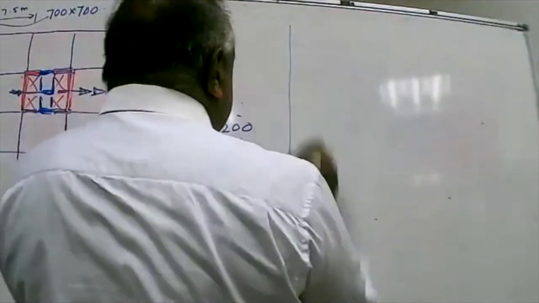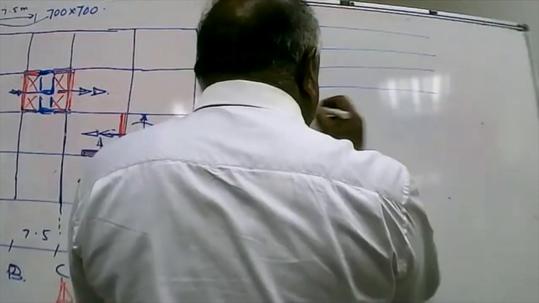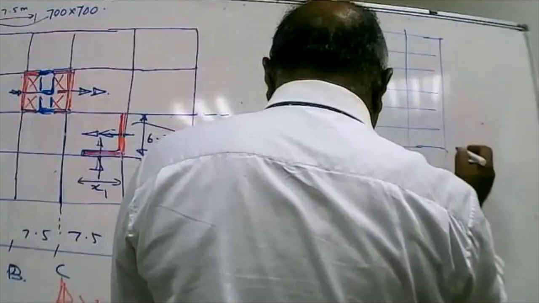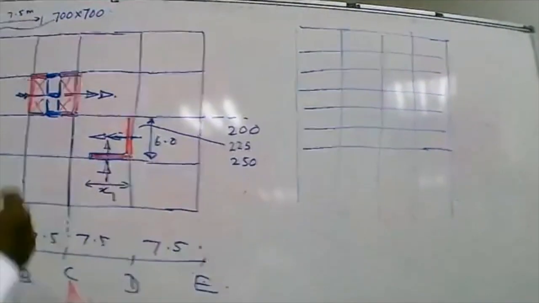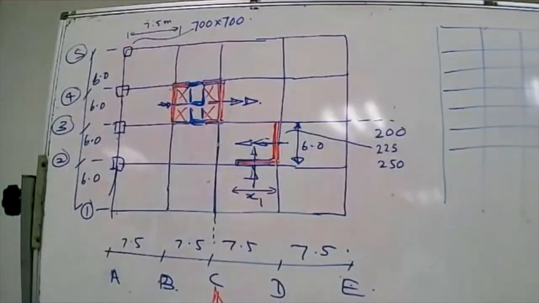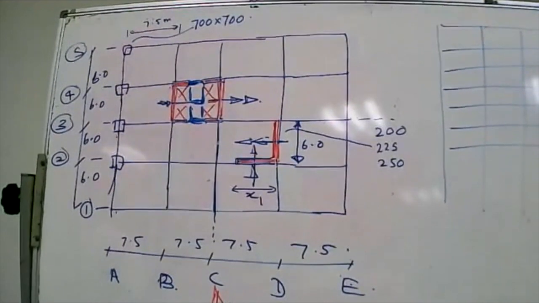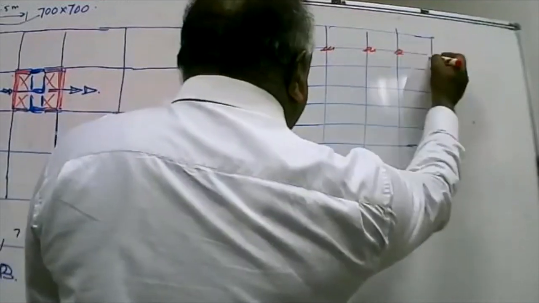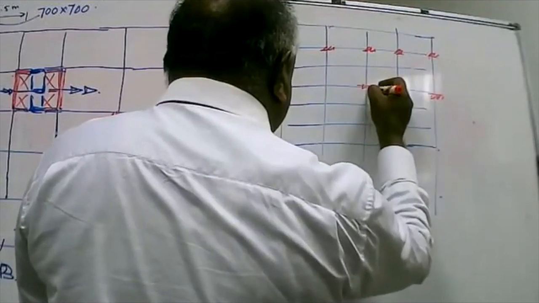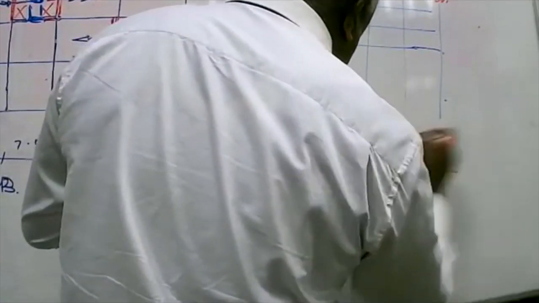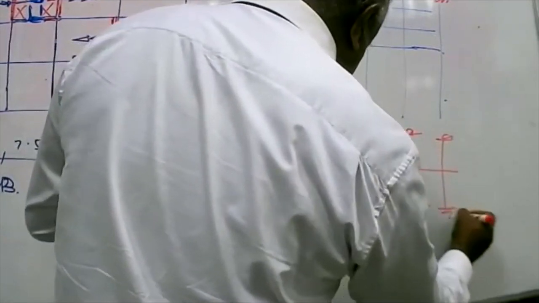Okay, so I will draw this. Now the frame. So one of these frames. What we do is select a simplified subframe. I'm going to make a simplified subframe by adding fixity at these locations. So the simplified subframe will look like this.